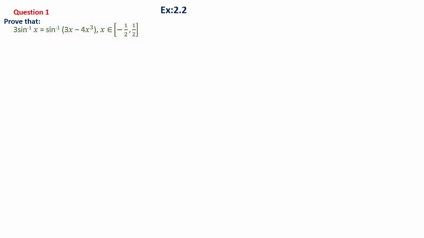So here, 3x minus 4x cube is somewhat similar to our formula 3 sin x minus 4 sin cube x. That means if you replace x with sin, we can use this formula, 3 sin x minus 4 sin cube x, that is sin 3x. So our first aim is to change this x. For that, RHS is equal to sin inverse of 3x minus 4x cube, and we have to assume x as sin theta.